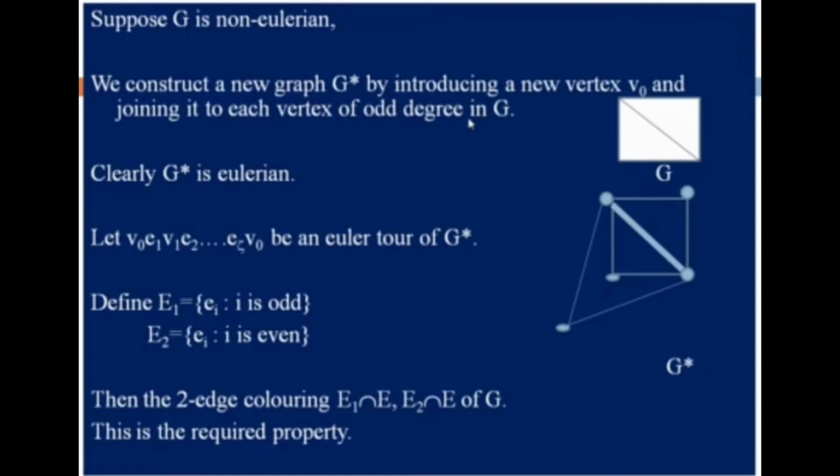We construct a new graph G star by introducing a new vertex V0 and joining it to each vertex of odd degree in G. Clearly, G star is Eulerian. It contains an Euler tour V0, E1, V1, E2, and so on, back to V0. Define E1 as the edges Ei with i odd, and E2 as the edges Ei with i even. Then the edge coloring with E1 intersect E and E2 intersect E of G has the required property.